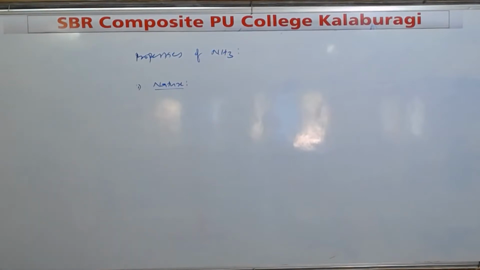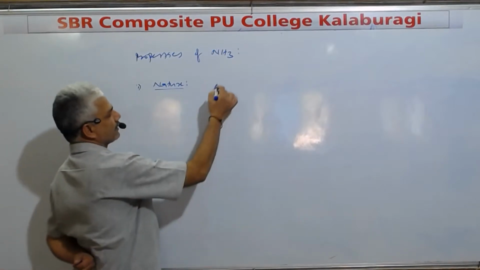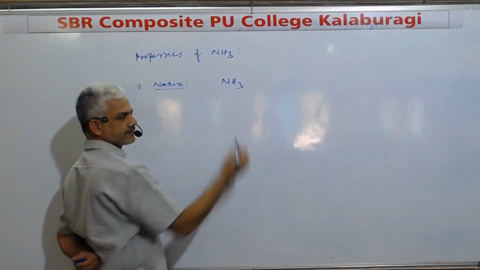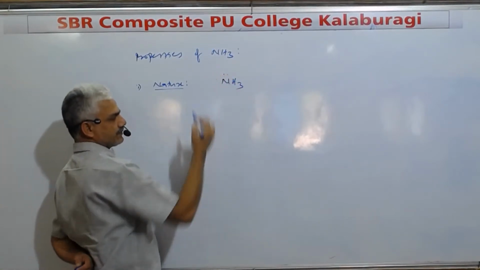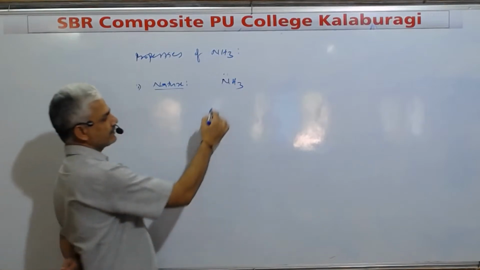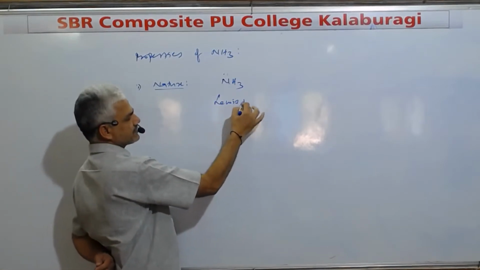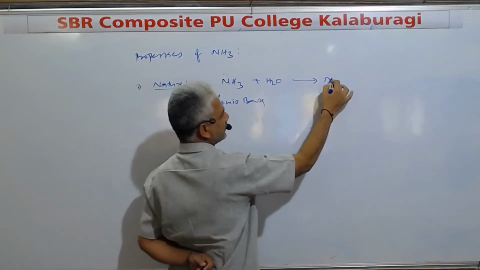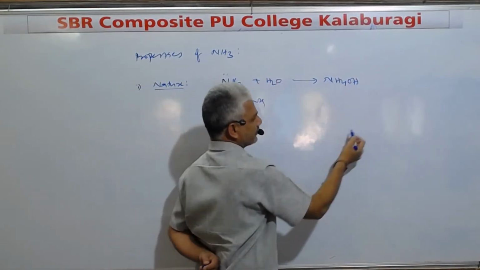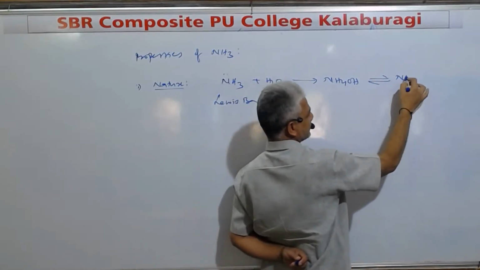What is its nature? Basic in nature. What type of base is it? As it is NH3, it is an example of Lewis base. When dissolved in water, it produces ammonium hydroxide, which dissociates to the NH4+ and OH- ions.